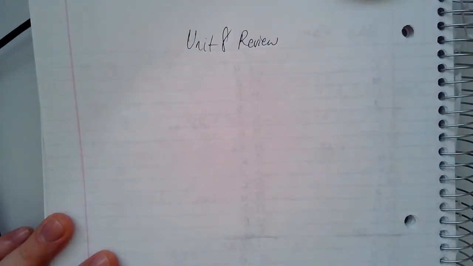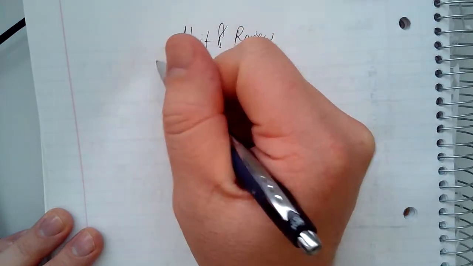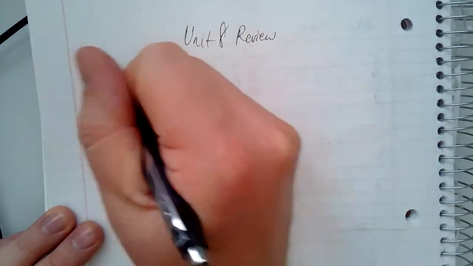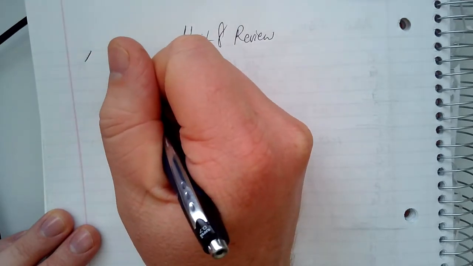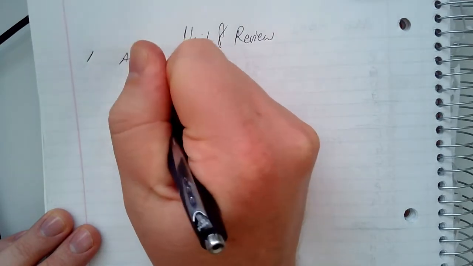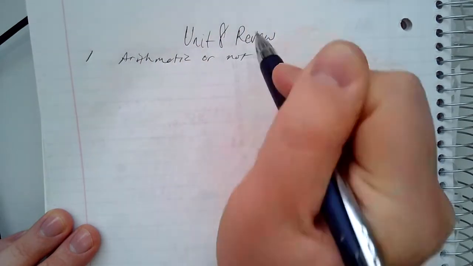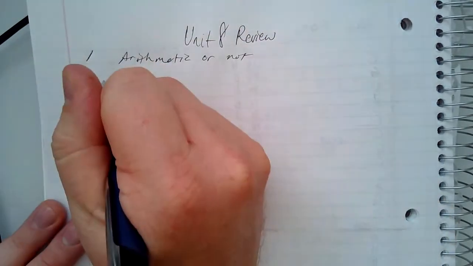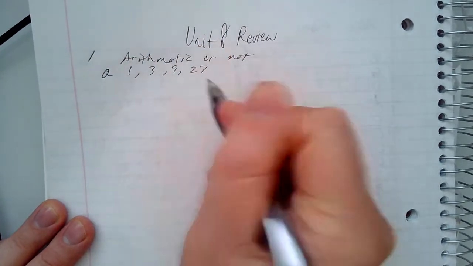Determine whether each sequence is arithmetic, geometric, or neither. You remember, we're not doing the geometric stuff, so we're just looking for arithmetic or not, right? So let's change the instructions for one to be arithmetic or not. Okay. So A, let's look at it and say A was 1, 3, 9, and 27.